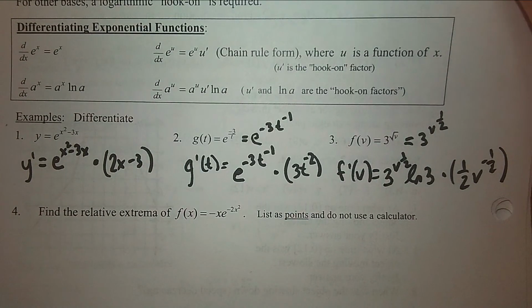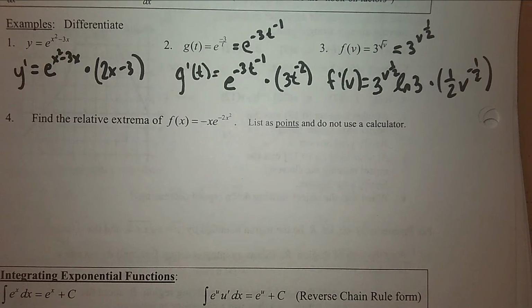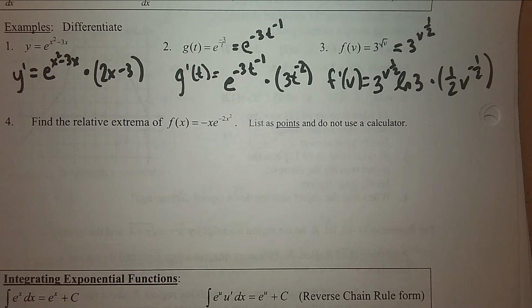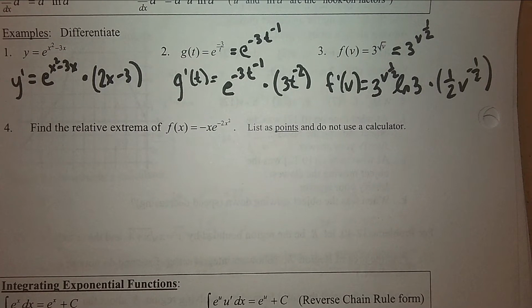Number 4. The relative extrema. What does that mean? It's like a crazy uncle. No. What is that? Relative means it's not the endpoints, but it's in between. It has to change from increasing to decreasing or decreasing to increasing.